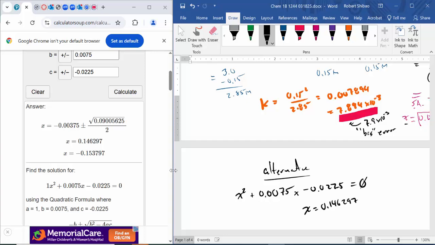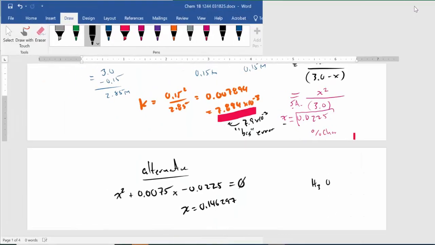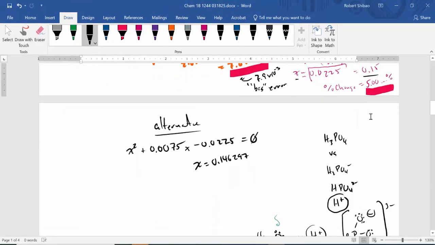You might go, well, 0.146 is just going to round to 0.15, isn't it? But if we round that to 0.15, we're introducing a lot of round-off error, and we're going to get the same k value. So instead of rounding it, I'm going to just carry the extra digits here and then calculate k again.